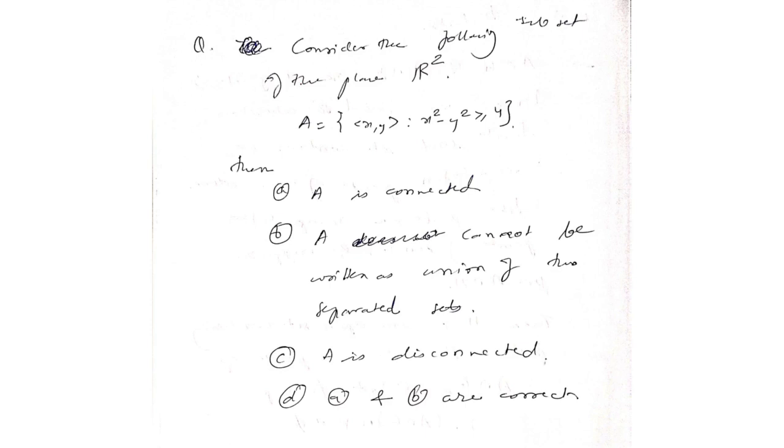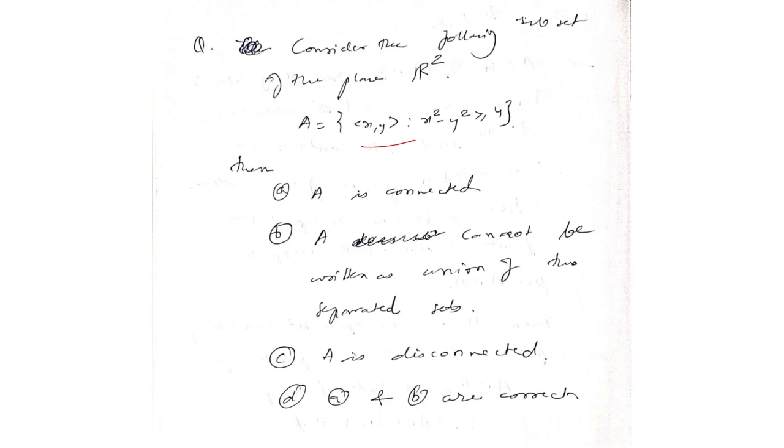So the next question is, consider the following subset of the plane R², A, as the set of (x, y) such that x² minus y² is greater than or equal to 4. Okay. So consider this set. Then which of these options is correct?